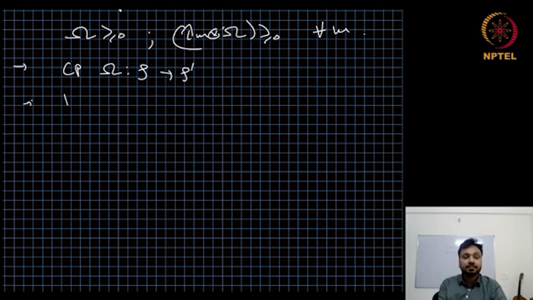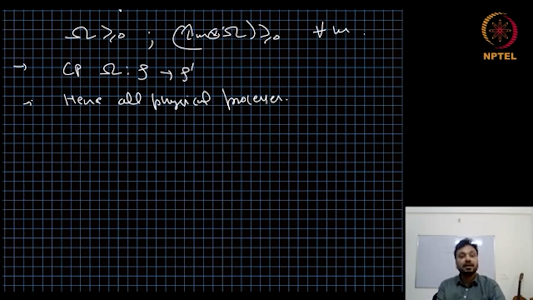Hence, all the physical processes can be represented by a CP map. Because a physical process will always take a state of a quantum system and map it to another state of a quantum system. So in that way, it's a map which maps positive operator to positive operator, and hence it can be represented by a completely positive map.